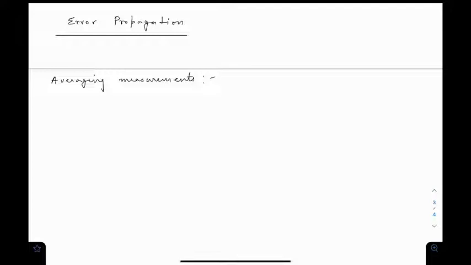The mean of measurements with Gaussian errors, let's denote the errors by delta i, which are independent of the measurement, is given by the weighted sum of individual measurements.